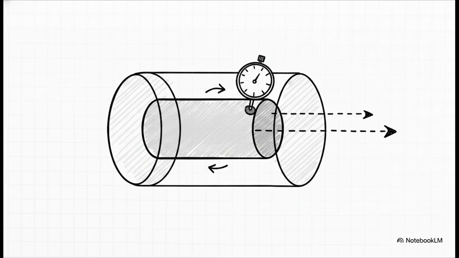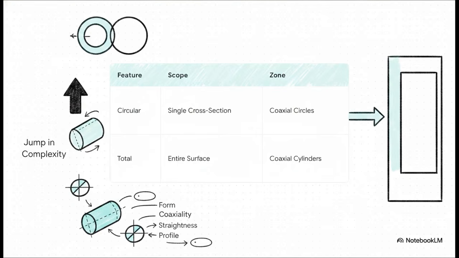This not only restricts the rotational wobble at any given point, but it also restricts how much the surface can taper or curve across its full length. It is a much stricter and much more comprehensive control. Comparing these directly, you can really see the jump in complexity. Circular runout is 2D, total runout is 3D. Circular uses two circles as its zone. Total uses two cylinders. And looking at what they actually control, circular controls form and coaxiality for just that one slice. But total runout adds straightness and profile to the mix because, again, it sweeps across the entire surface.